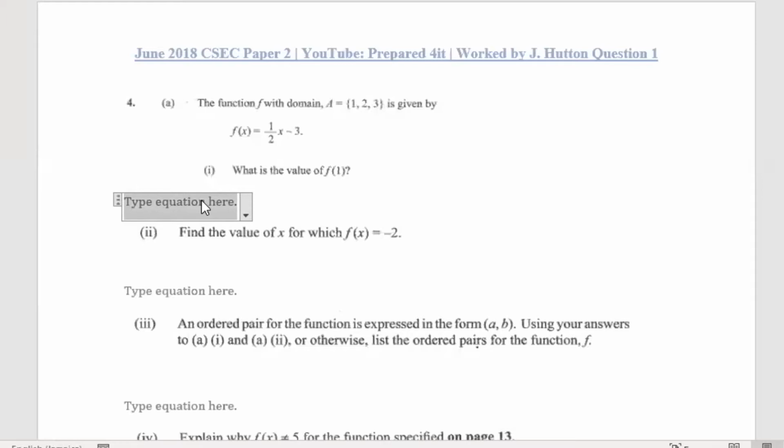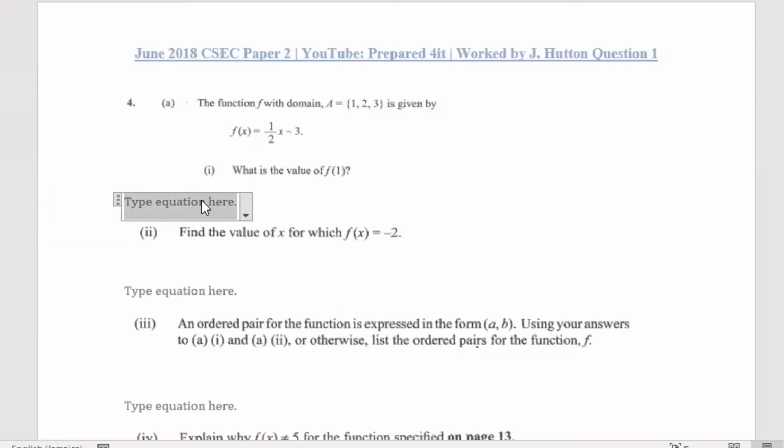All right, so we're now at question 4 of the June 2018 CSEC paper 2. The question starts by saying the function f with domain A equal to 1, 2, and 3. So these are the domain figures. It is given by f of x is equal to half x minus 3. And they ask us what is the value of f of 1.